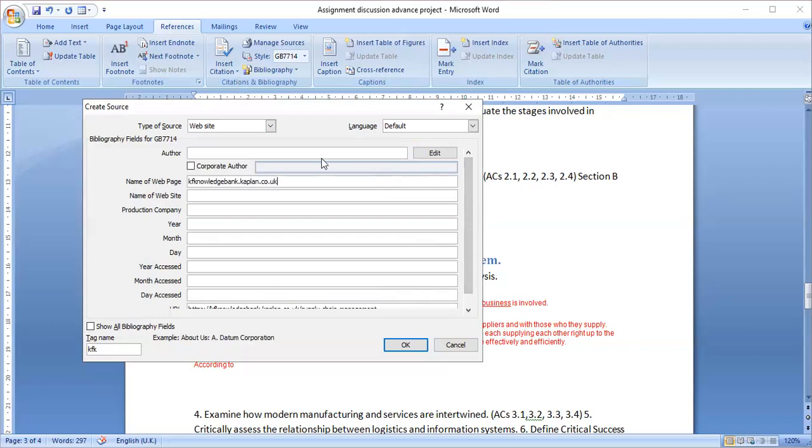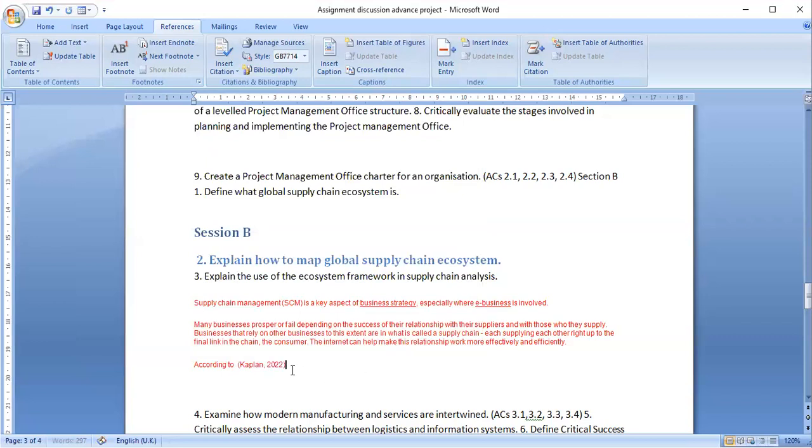So I put there who the publisher was, Kaplan company itself. And if you don't know which year it was published, you can put last year, for suppose. And which year are we in? 2023. Which month? We are in the month of June, and today's date is 14. And wherever your cursor is, the reference will drop.